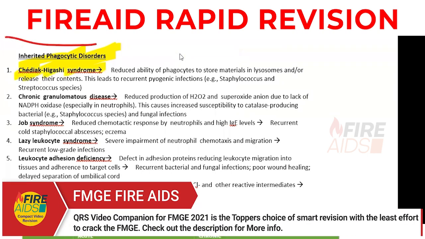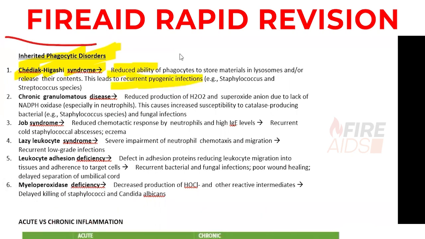In Chediak-Higashi syndrome, the ability of the phagocytes to store the material in lysosomes or release their contents is gone, which means the ability is reduced. So you will get recurrent pyogenic infection. Chediak-Higashi: reduced ability, recurrent infection. That is the first point. You have to remember R: reduced ability, recurrent infection.